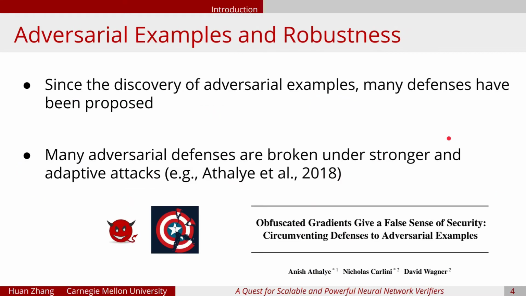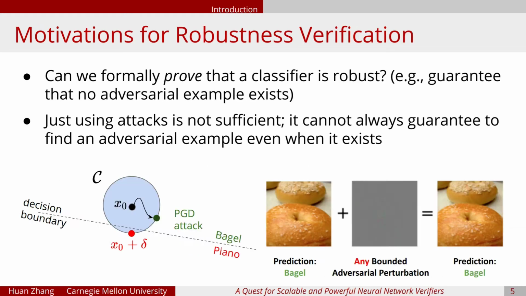Since the discovery of adversarial examples, people have tried to get rid of them and proposed many tricks to defend against them. However, it is common that stronger adversarial attacks can break many existing defenses, and it's really hard to show that a new defense won't be broken by newer types of adversarial attacks.